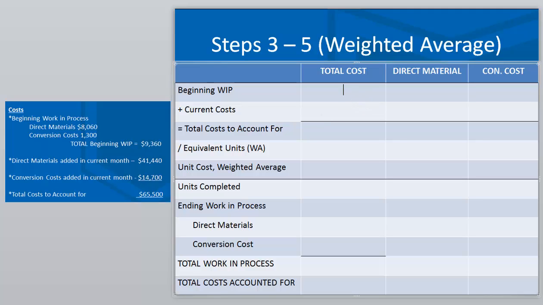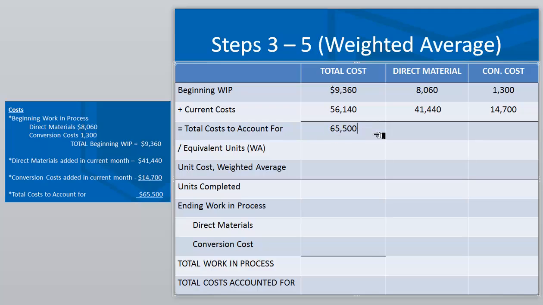Beginning work in process, our total beginning WIP was 9,360. Direct material, 8,060. And conversion costs were 1,300. Again, conversion costs being your direct labor and your overhead. Our current costs that we incurred are also listed on there. We had direct materials of 41,440. We had conversion cost of 14,700, and that's going to give us a total of 56,140. So we add those up.